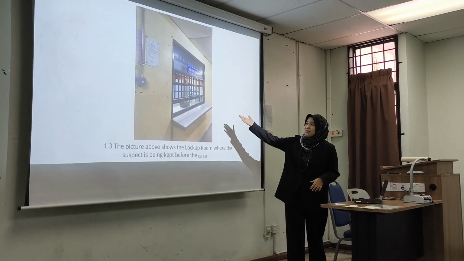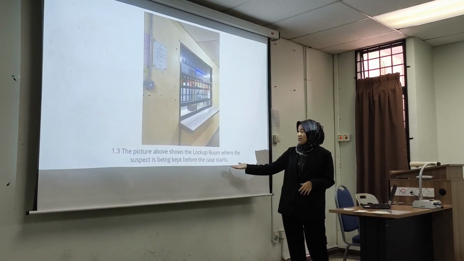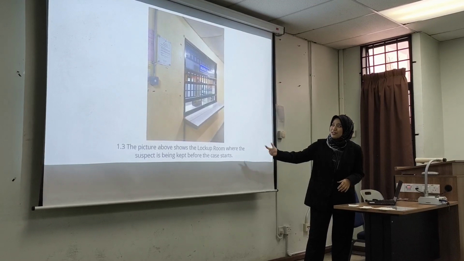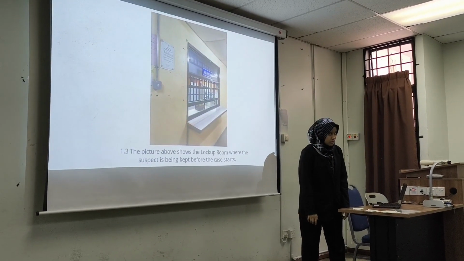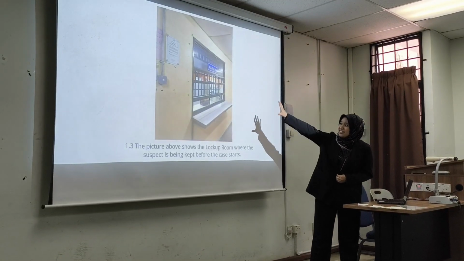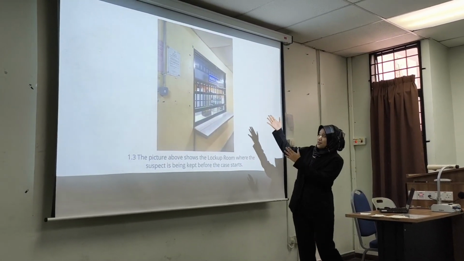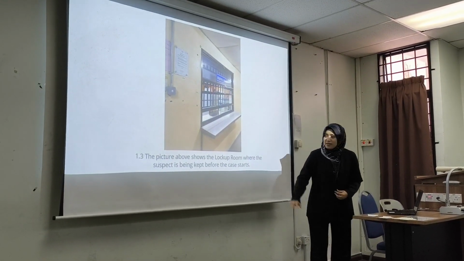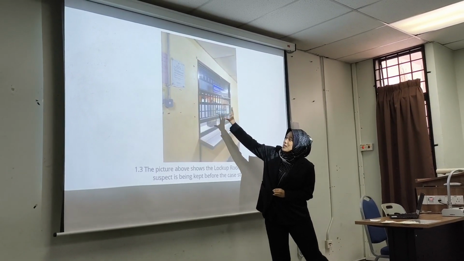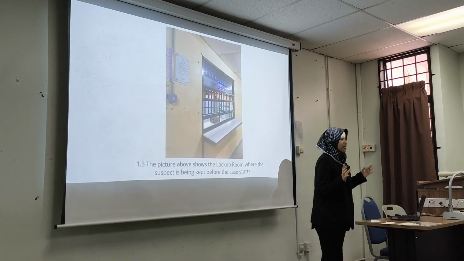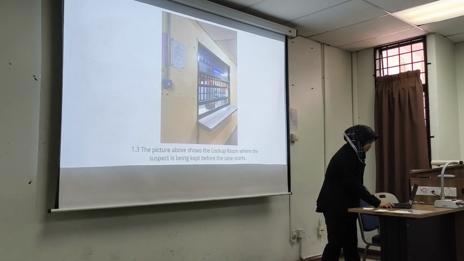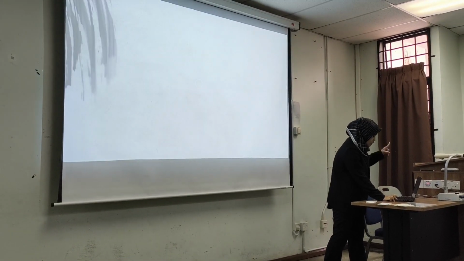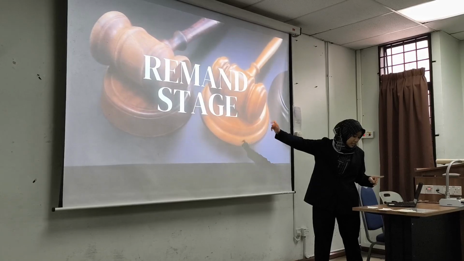This is the police lockup. I did not have the chance to capture the inside because the police would see me, so I can only show you the picture of the outside of the lockup. This is actually the office, but at the back is the lockup where the criminals or suspects are held before the court trial. Okay, so next I will be talking about the remand stage.